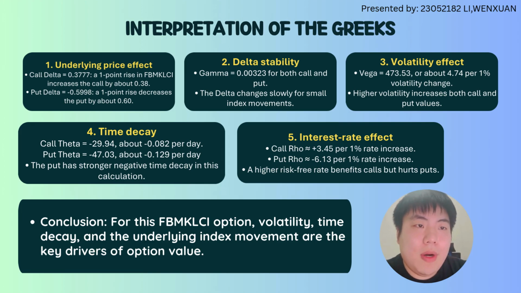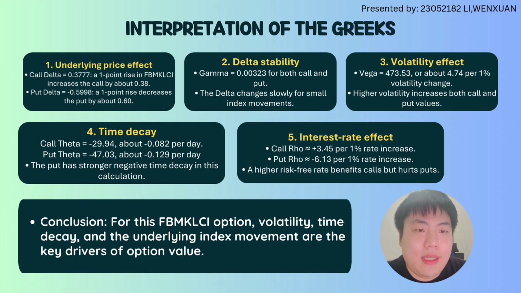Okay, for this slide, I will interpret the Greeks for our selected FBM KLCI option. First, delta shows the effect of the underlying index price. The call delta is 0.3777, which means that if FBM KLCI rises by 1 point, the call value increases by about 0.38, and the put delta is negative 0.5998, so the put value decreases by about 0.60. Next, gamma is only 0.0023, which means delta is relatively stable for small index movement. And for Vega, the value is 473.53, or about 4.74 for a 1% volatility increase.